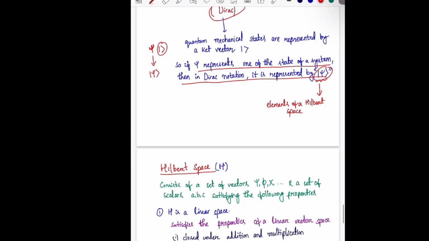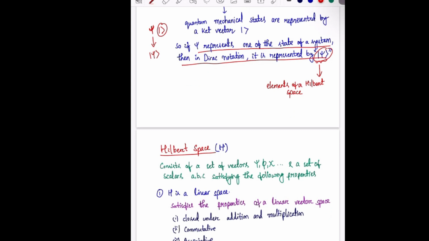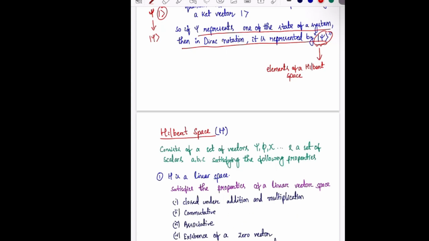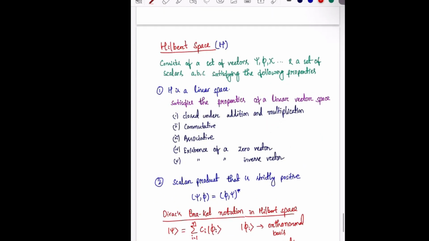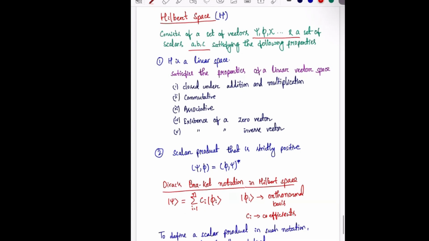Like in our daily life, we use a real space, which, if you take the Cartesian coordinates, is made up of x, y, and z. But in quantum mechanics, we use Hilbert space. Hilbert space is similar to a real space, but it has some additional properties. It consists of vectors and scalars. Two of the main important properties of a Hilbert space are that it's a linear vector space.